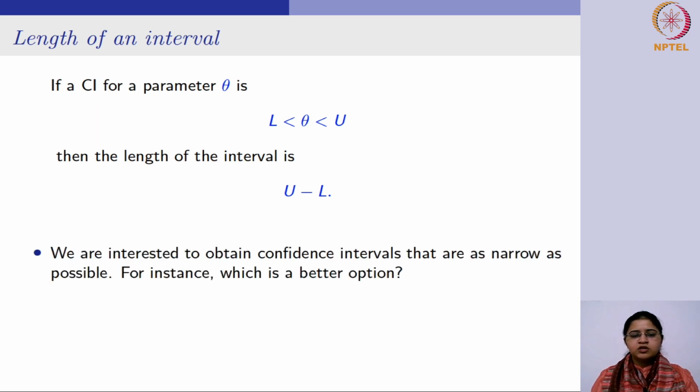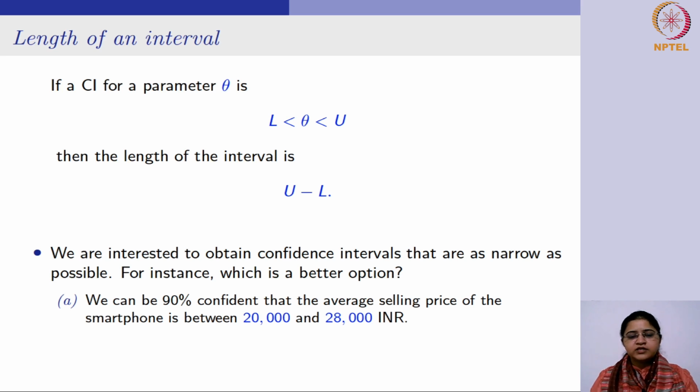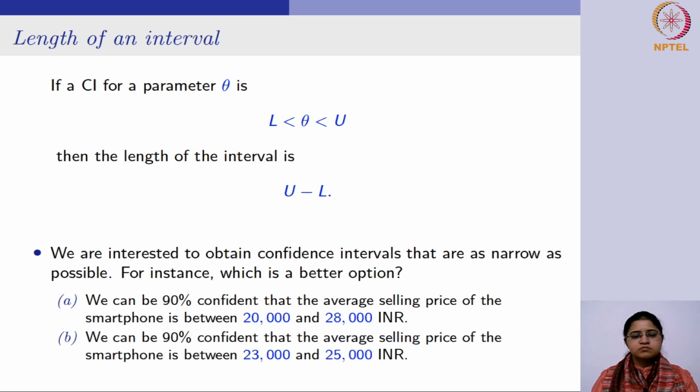It's easy. Now suppose you are interested in obtaining confidence intervals that are as narrow as possible, because we do not want them to be very wide. The reason is, suppose you make two statements. First, you say I am 90% confident that the average selling price of the smartphone is between 20,000 and 28,000. A friend of yours says I am 90% confident that it is between 23,000 and 25,000. Then which one is a better option?